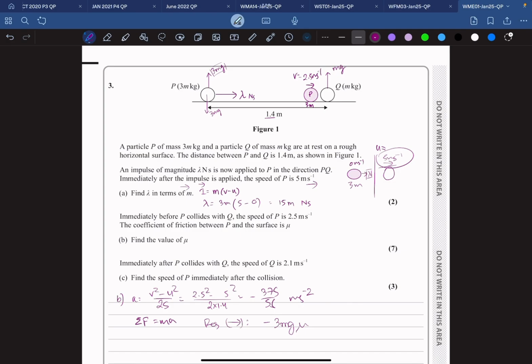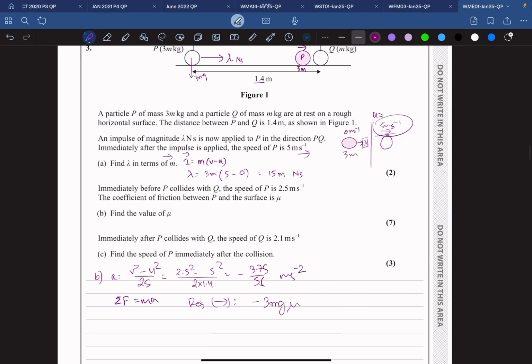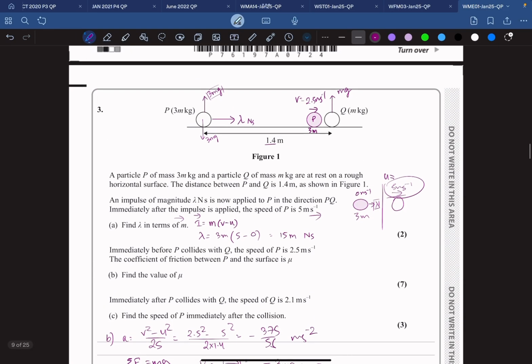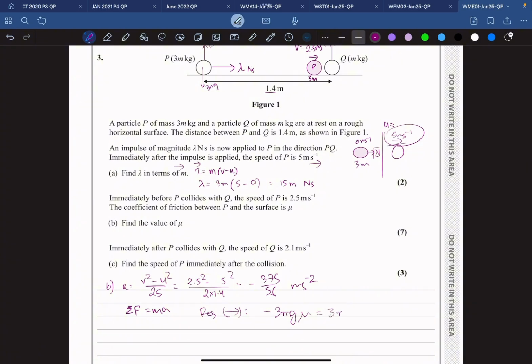Force is a vector quantity. Keep check of the signs, okay? Very important. So you have minus 3mg mu. That is equal to, because there are no other forces, mass times acceleration. Mass is 3m, and acceleration, which we just found, is minus 375 by 56. So minus and minus cancel, 3 and 3 cancel, m and m cancel, and mu is just going to be 375 divided by 56g.